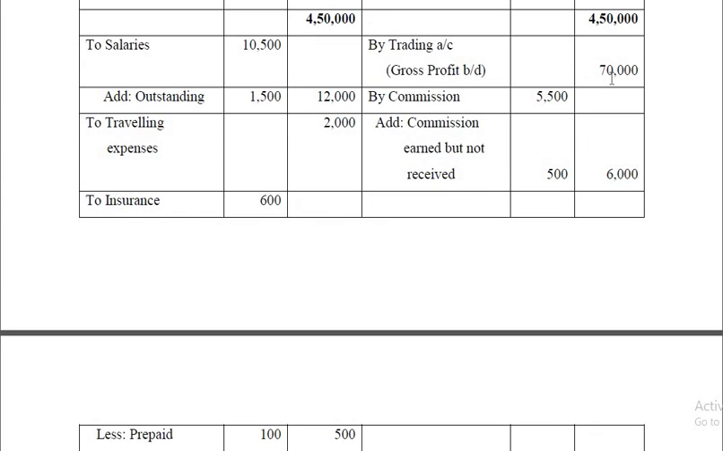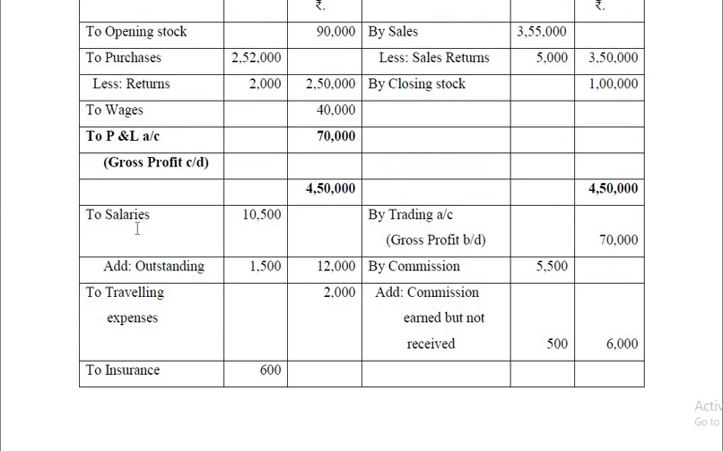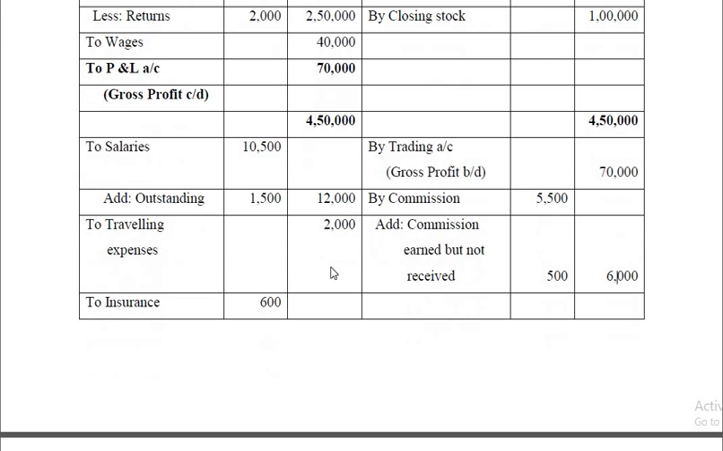It is brought down here, 70,000. Then by commission 5,500. Okay, to that you are adding commission earned but not received 500. As a result, the balance will be 6,000. And if you look at the debit side, salaries 10,500 and outstanding salaries 1,500, together 12,000 rupees.